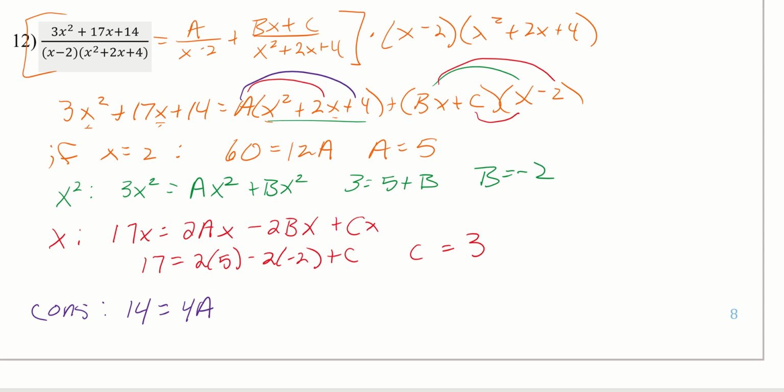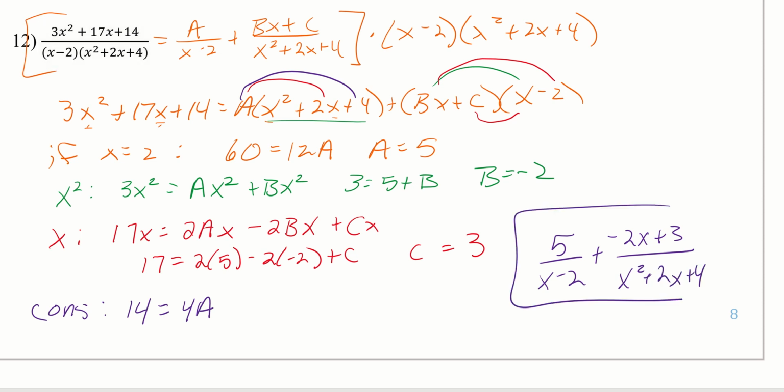So we have a, b, and c. So my a is 5 over x minus 2, plus b is negative 2x plus 3 over x squared plus 2x plus 4. Ta-da!